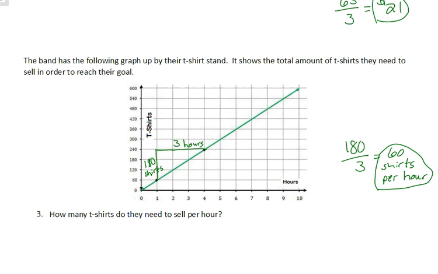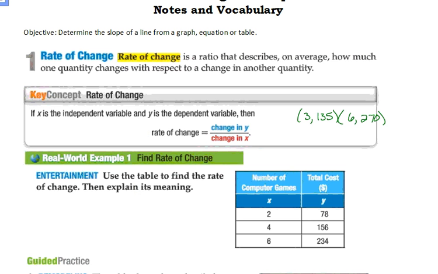So we should be ready to go ahead and get out the notes and vocab for this section. Okay, objective is to determine the slope of a line from a graph, equation, or a table, which we actually just did in that introduction. And we talked about the rate of change. It's a ratio that describes, on average, how much one quantity changes with respect to a change in another quantity.